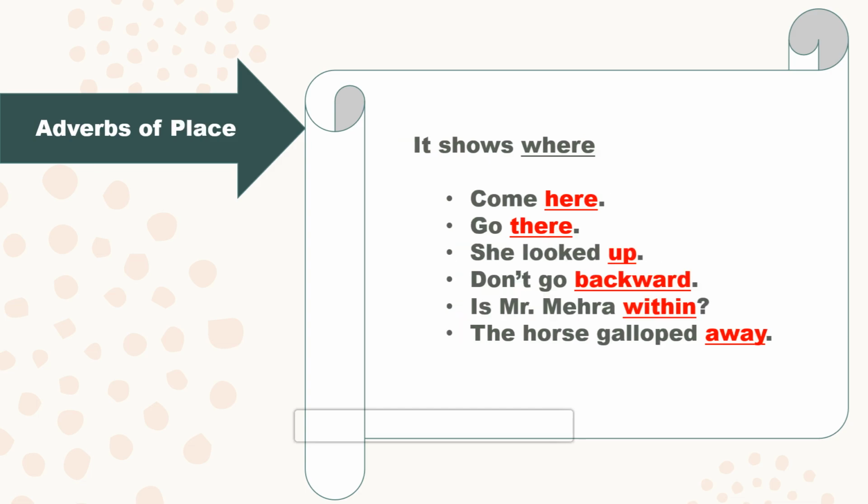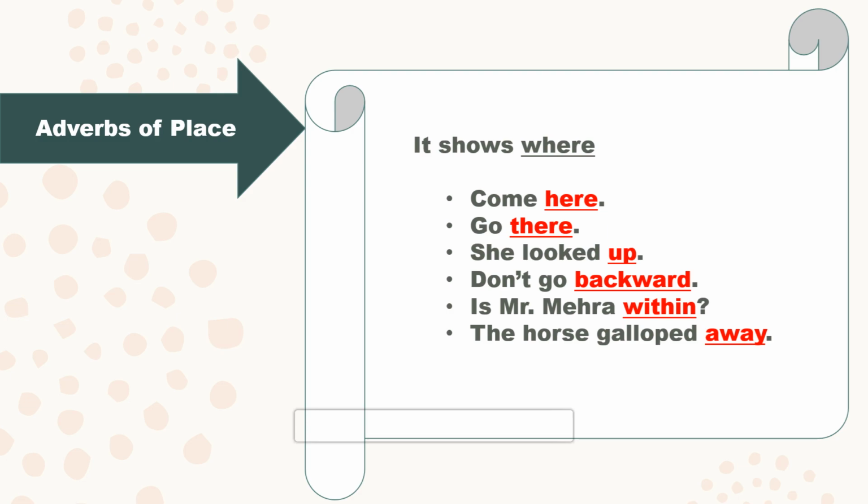Now the next one, adverbs of place. Adverbs of place are very easy to identify because they show where. They answer the question where. Come here. Come where? So come here. Go there. Where to go? Go there. She looked up. Where did she look? So she looked up.